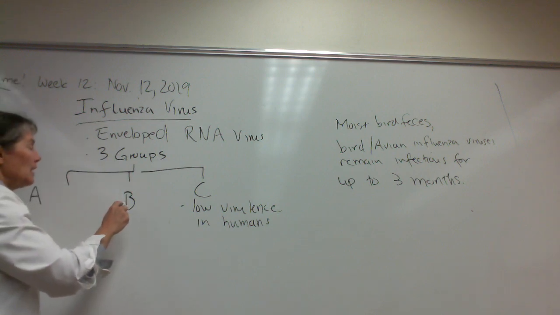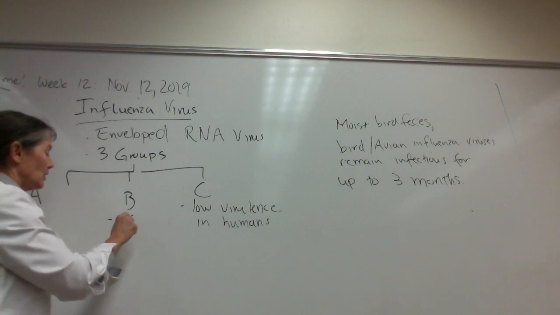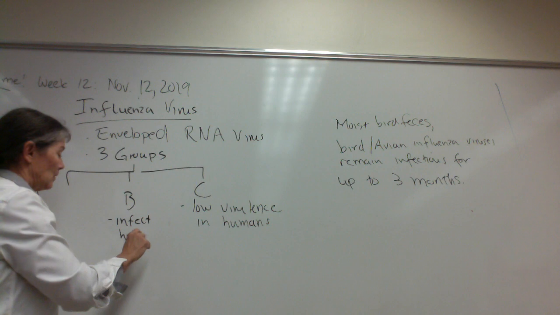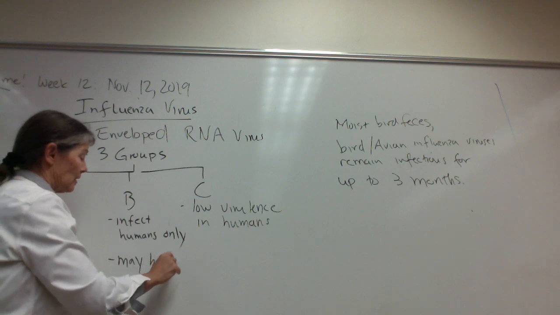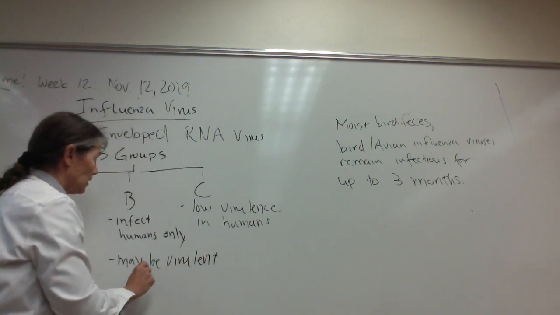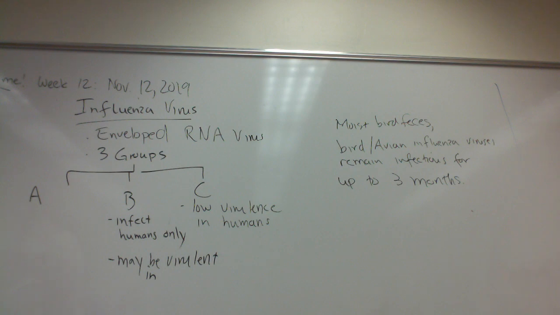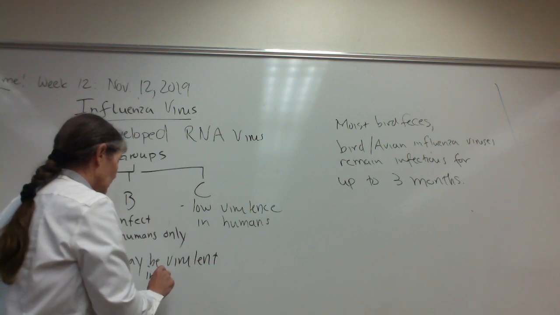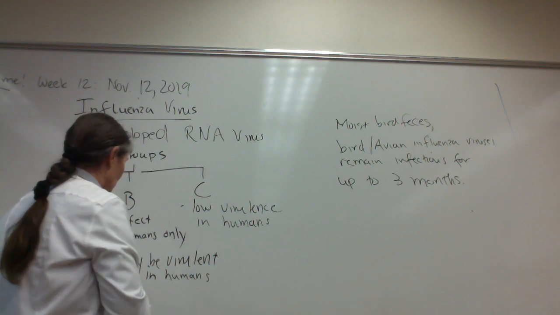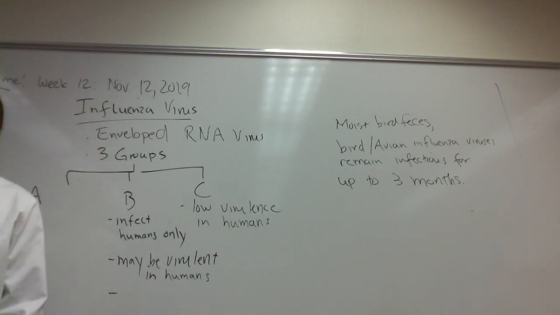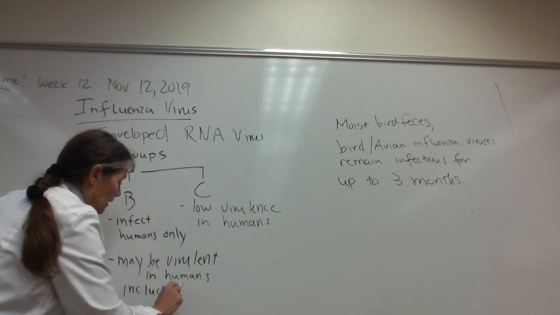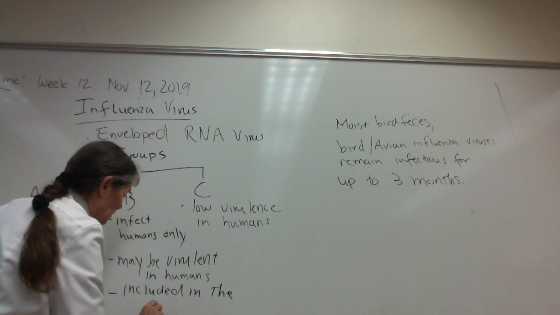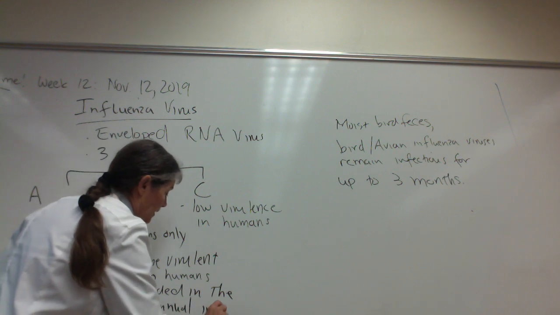Now, the type B influenza viruses, these infect humans only. And they may be virulent in humans. And virulent is just a measure of damage. So we could say they could cause serious disease, serious harm in humans. And consequently, folks, the annual influenza vaccine usually includes at least one type B. So they're going to be included in the annual influenza vaccine.